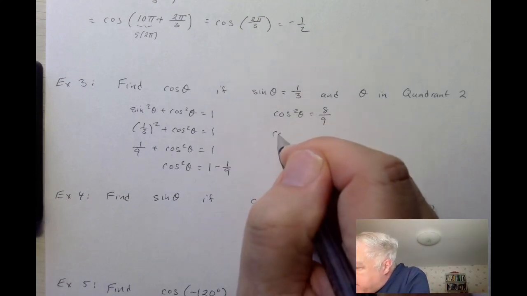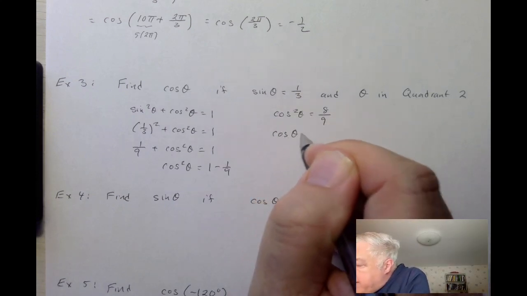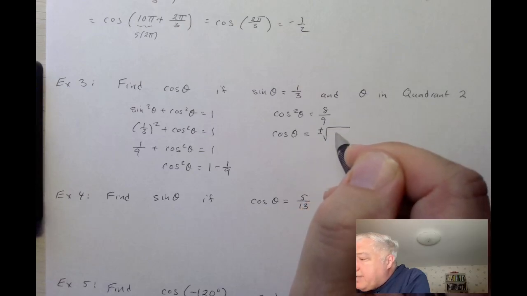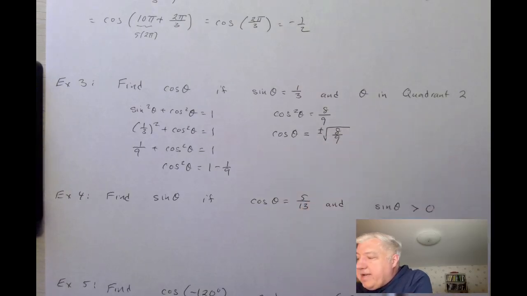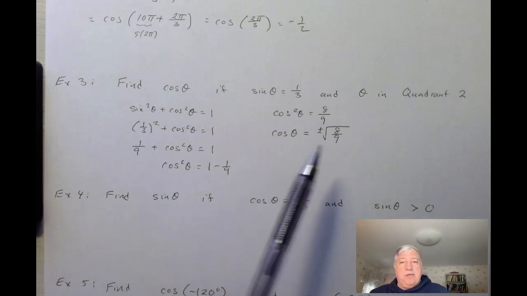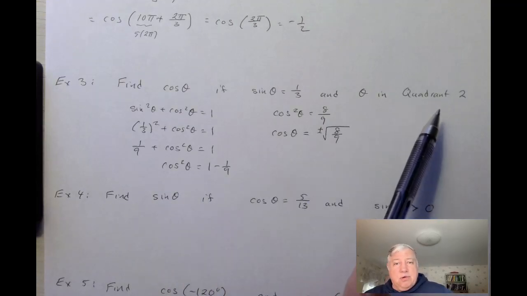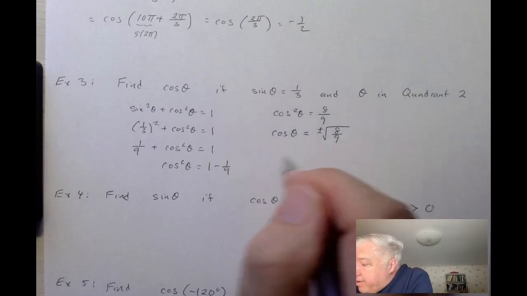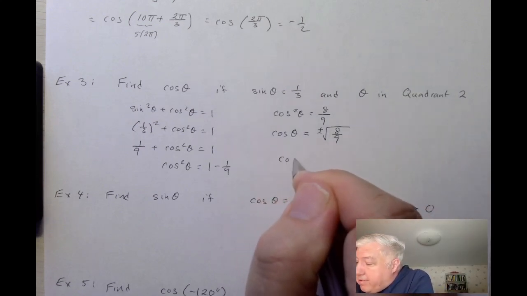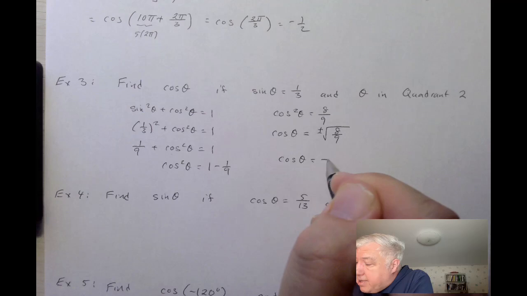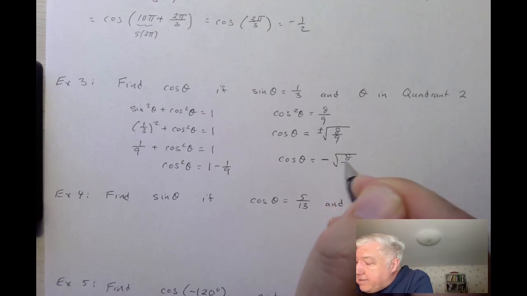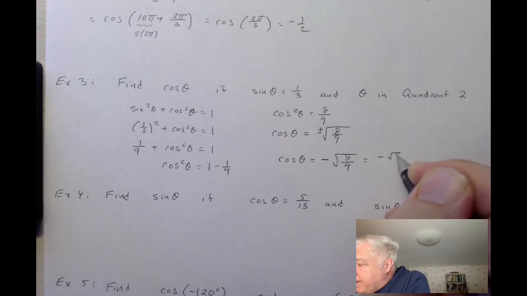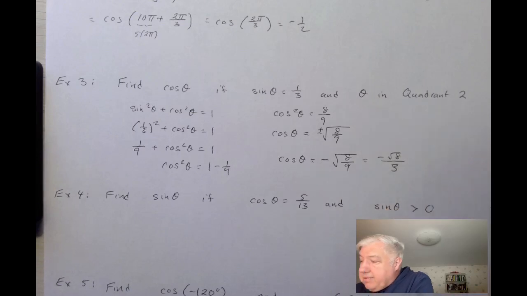So we get cosine of theta. Well, normally we would say plus or minus the square root of 8/9. But this was in quadrant 2, where the cosine is negative, right? So we're just going to use the negative square root. So it's negative square root of 8/9. And if you wanted to, you could write this as negative square root of 8 over 3.